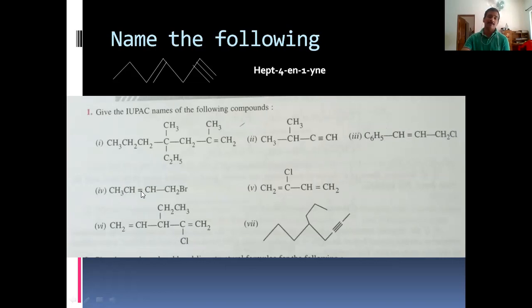Here CH3, CH double bond, CH single bond, CH2Br. If you start numbering from this side, 1, 2. If you start numbering from this side, 1, 2. So here you have a substituent also. So 1, 2, 3, 4. It is 1. So what is the name of this compound? 1-bromo but-2-ene.